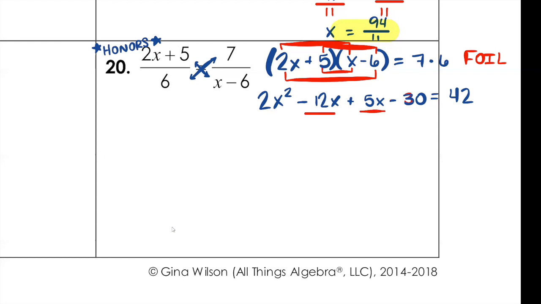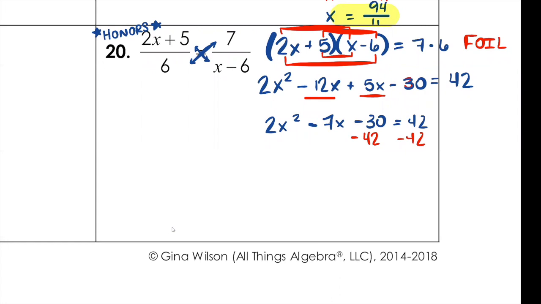All right, so we're going to combine like terms in the middle. So 2x squared minus 7x minus 30 equals 42. When we solve a quadratic, it has to equal 0. So we're going to move our 42 to the other side, so we're going to subtract 42. What's 42 minus 42? It makes 0, right? So now our quadratic as it stands is 2x squared minus 7x minus 72 equals 0.